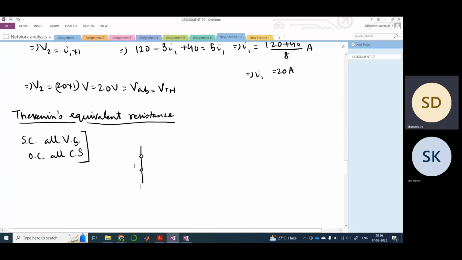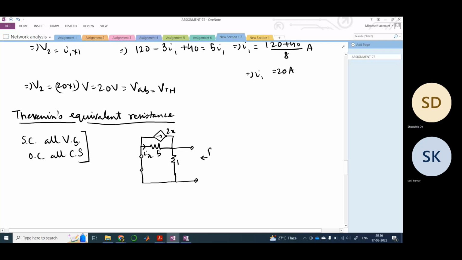You will see there is a problem here. We can't really solve even this. That is why I am trying to tell this. So here is one. We can solve here. Obviously, this 8 ampere source is open circuited. That is why I am not drawing it. And this is RTH, right? This is RTH.